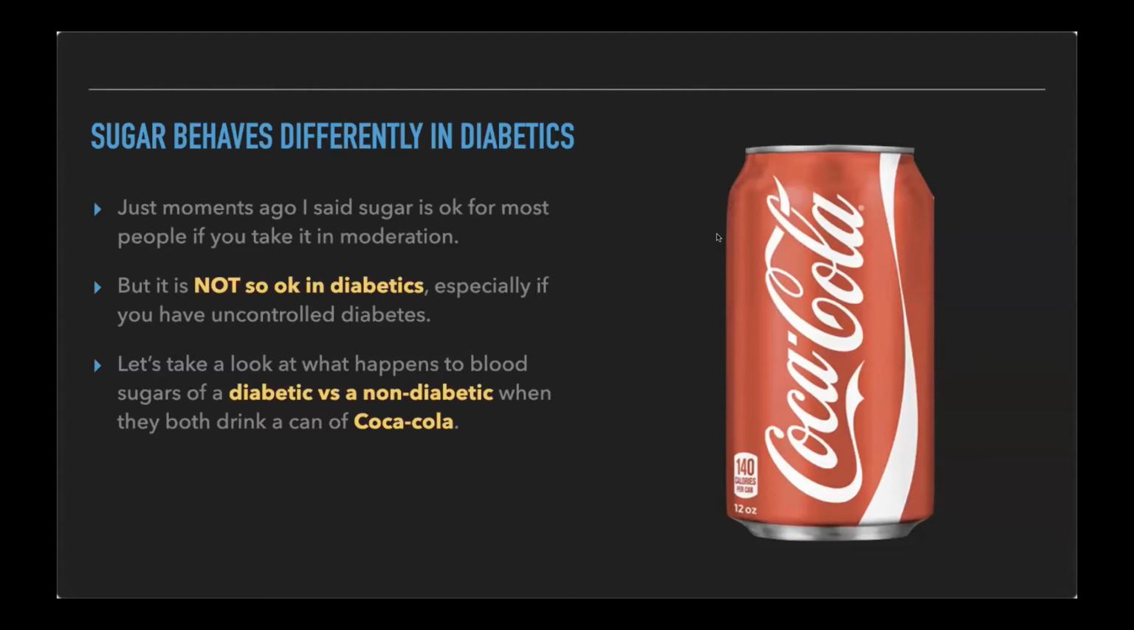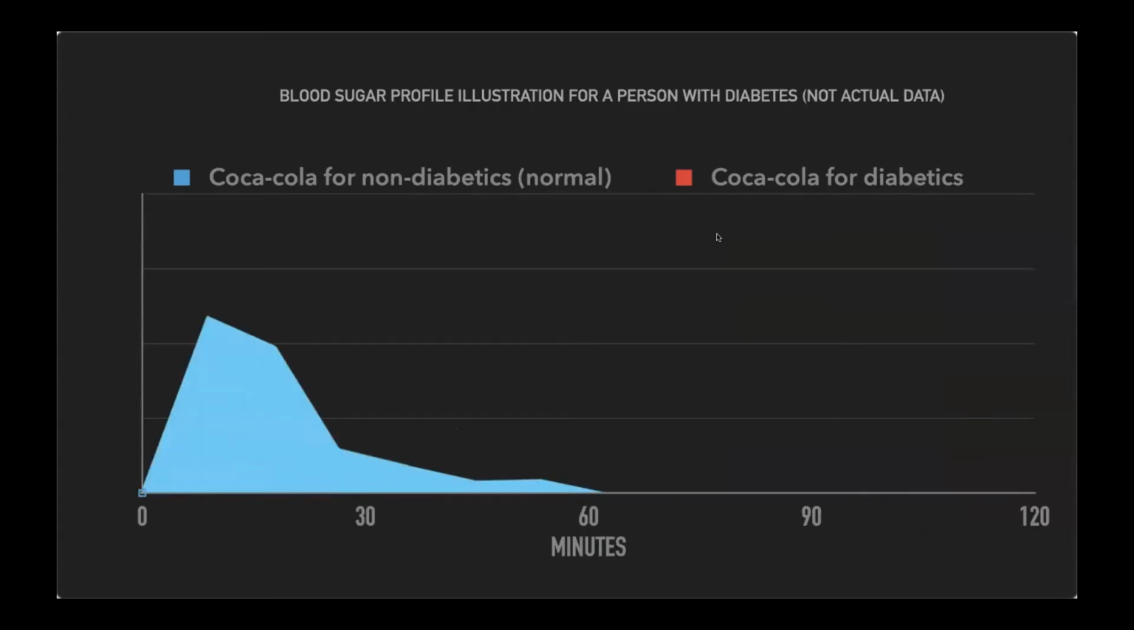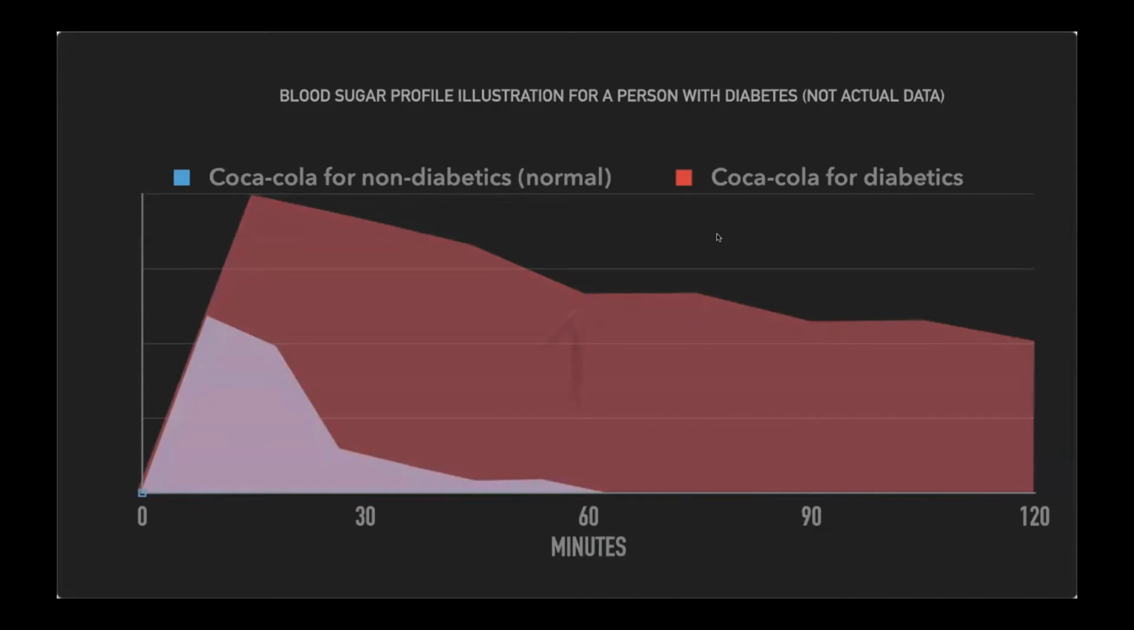Let's take a look at what happens to blood sugars of a diabetic versus a non-diabetic when they both drink a can of Coca-Cola. The blue box represents the blood sugar levels of non-diabetics, while the red box represents the sugar levels of a diabetic when they both consume a standard can of Coca-Cola, which contains about 39 grams of sugar. In a non-diabetic, the blood sugar rises up fast, but it also comes down fast. Whereas in a diabetic, sugar not only rises fast, but rises to a much higher level. It also stays high for a very long time.